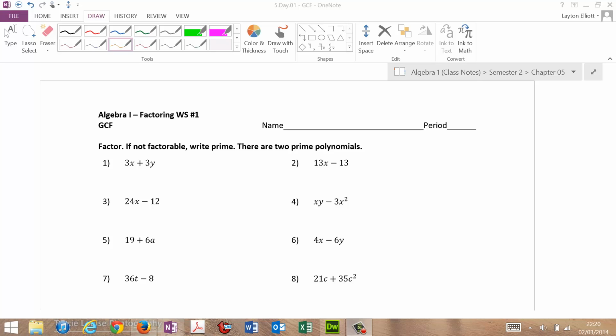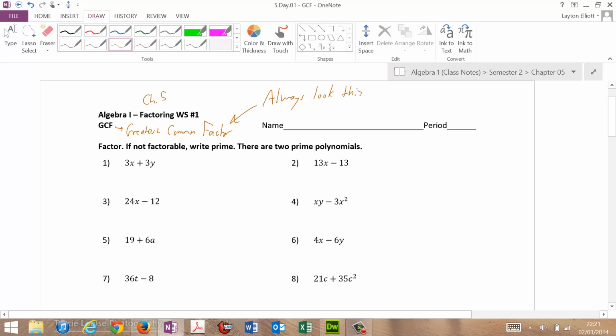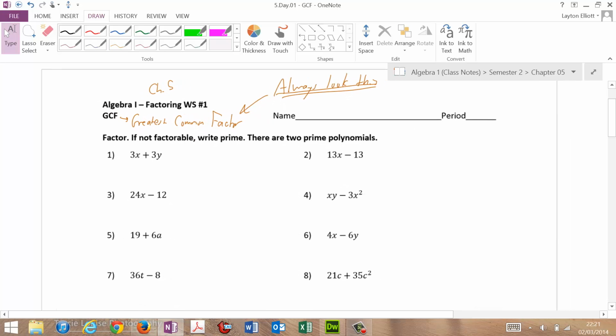This is the first day of factoring, which we're calling Chapter 5. What we're looking for is the initial step, which is GCF, the Greatest Common Factor. This is the first type of factoring that you always look for. So I'm going to put a little star here. Always look for this first. You're going to encounter numerous other factoring patterns, but you're always going to start here. This is always your starting point.